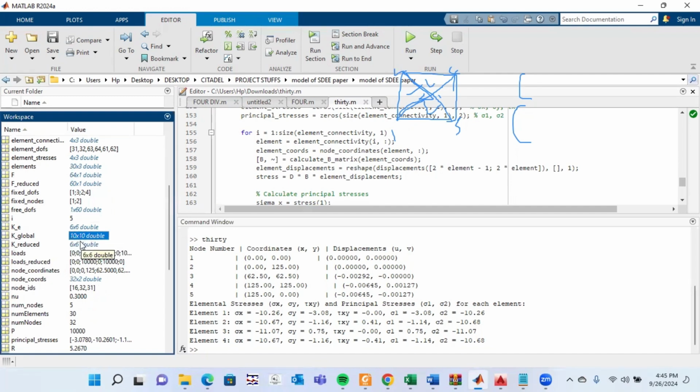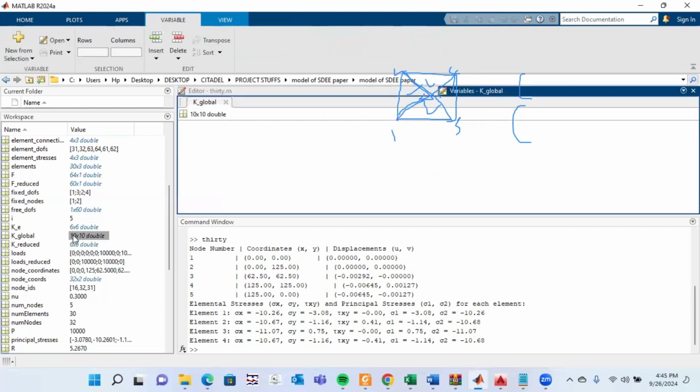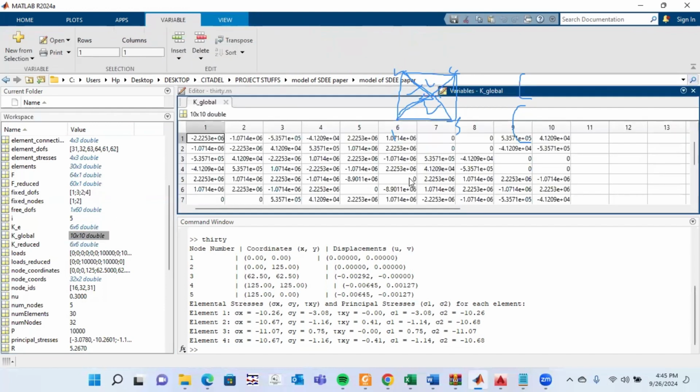There's a lot of stuff open on my system, so it's hanging a little bit. Yeah, so this is your 10 by 10 matrix. You can see 1, 2, 3, 4, 5, 6, 7, 8, 9, 10. This is your 10 by 10 matrix, right? You can write it out if you have the time.